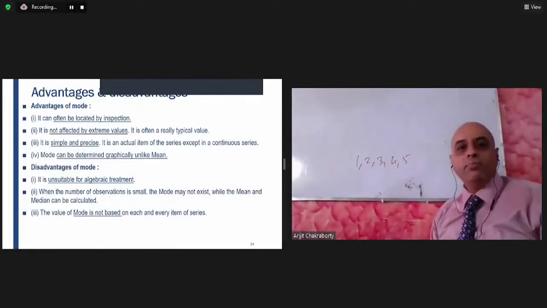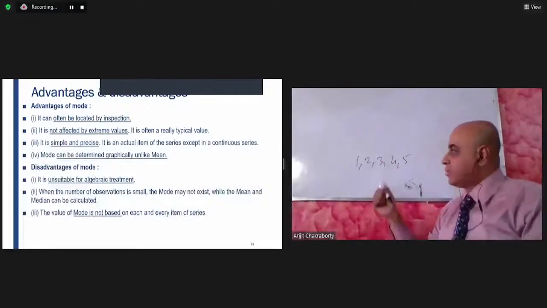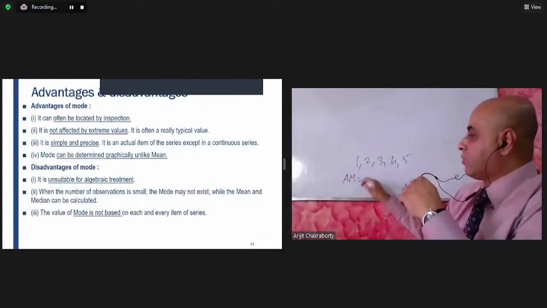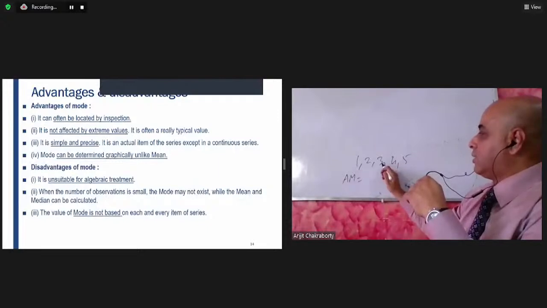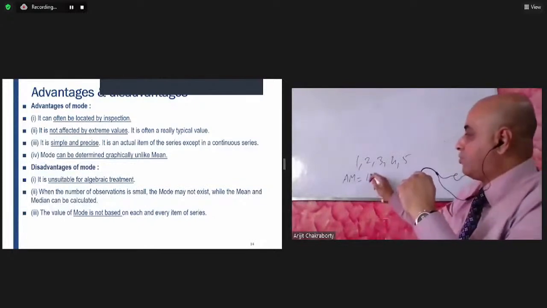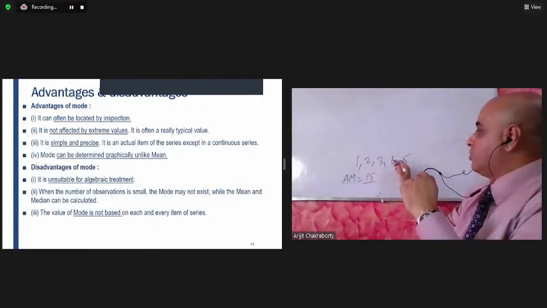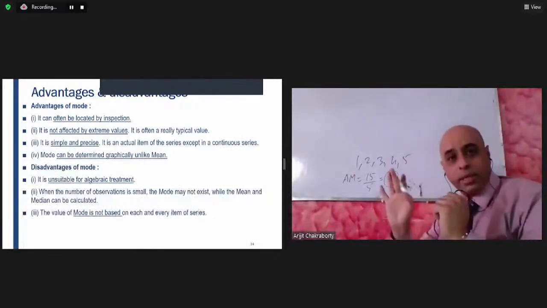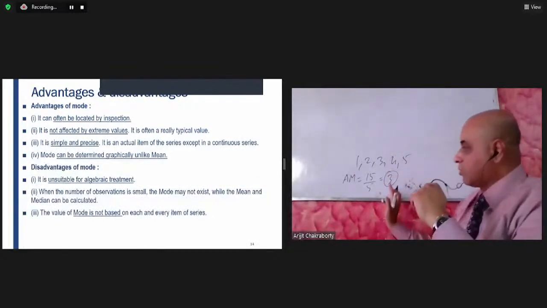Can you find out the mean of these observations? Yes, we can find out the arithmetic mean. 5 plus 4 is 9, 9 and 3 is 12, 12 and 2 is 14, 14 and 1 is 15. So 15 divided by 5, I am getting 3. We can easily understand it is 3, but still I work it out.